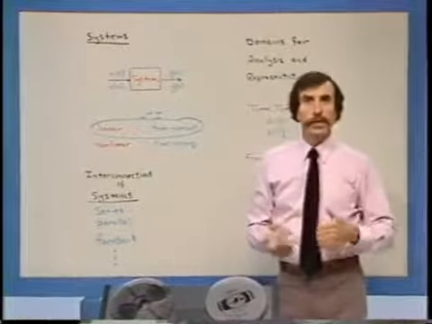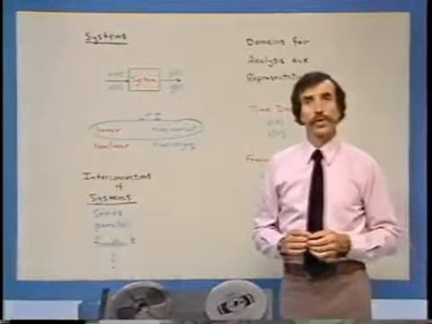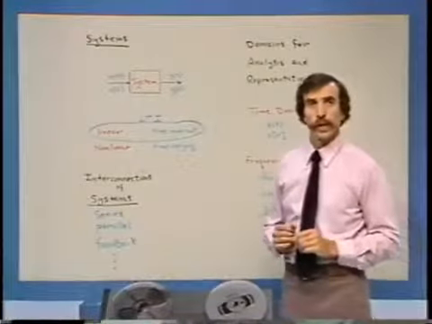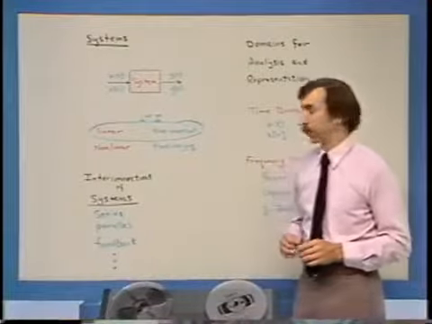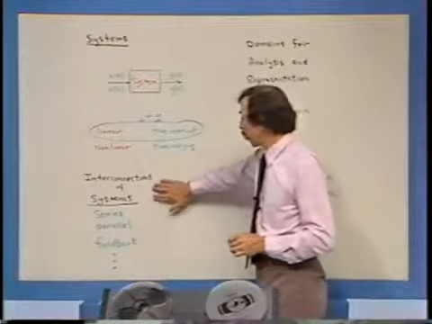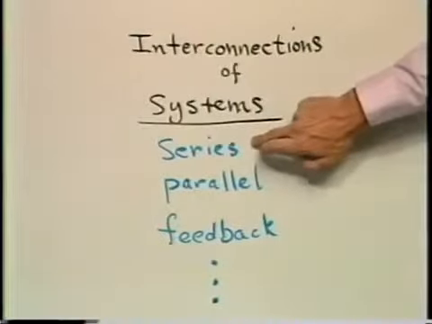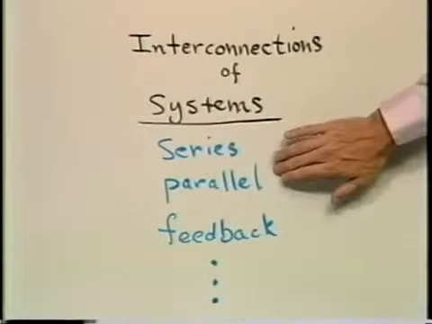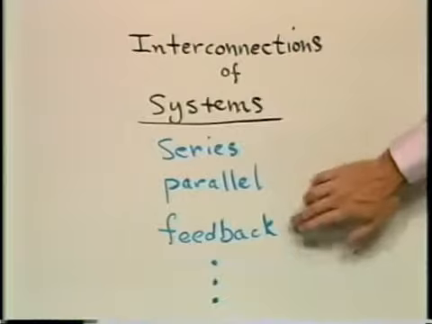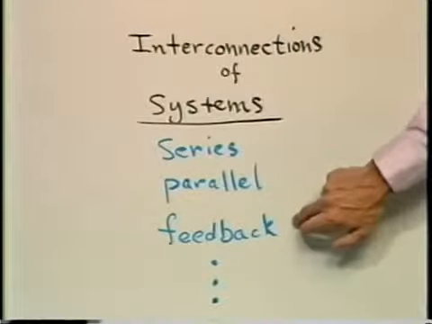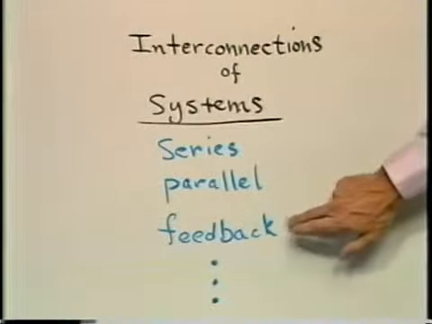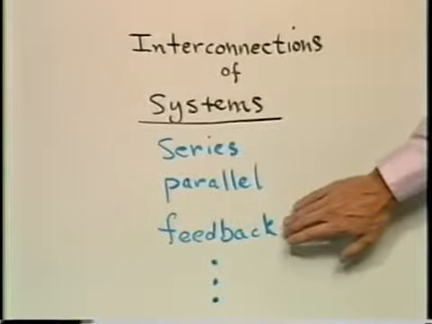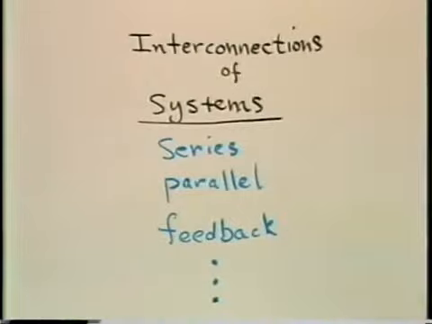And as we'll be getting into in the first part of the course, very often systems are interconnected together for a variety of reasons. Some of the kinds of interconnections that we'll talk about are connecting systems in what are called series or cascade interconnections, parallel interconnections, and feedback interconnections. Feedback interconnections, in fact, are very interesting, very important, and very useful, and will be a major topic toward the end of the course.